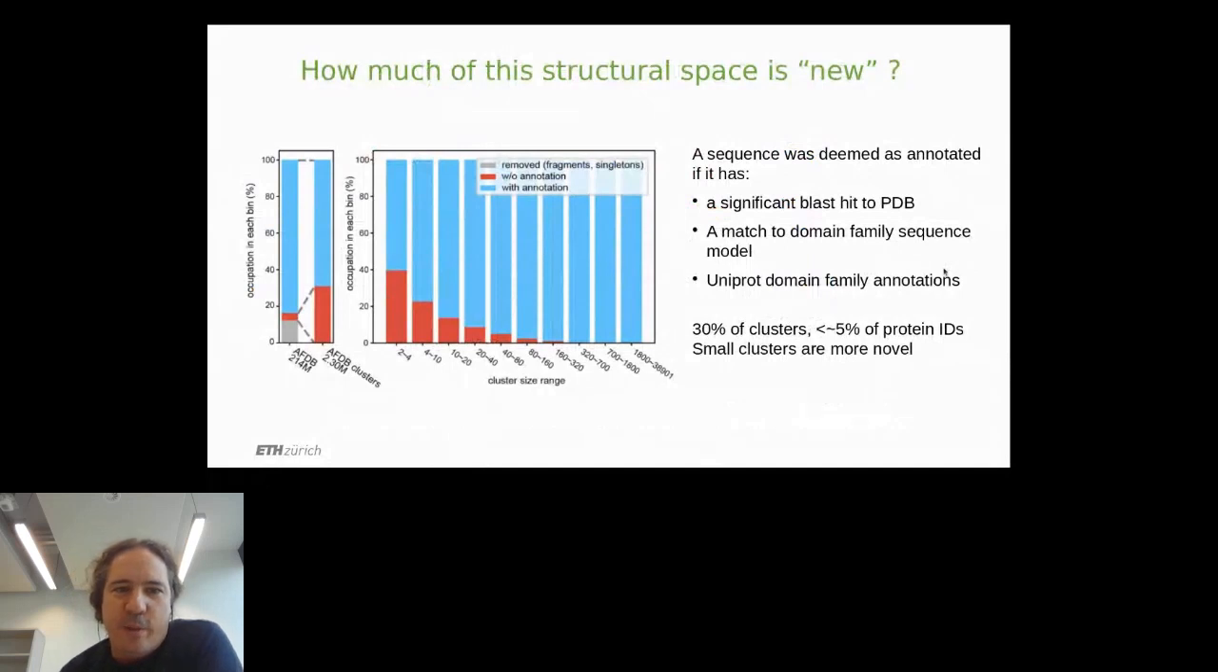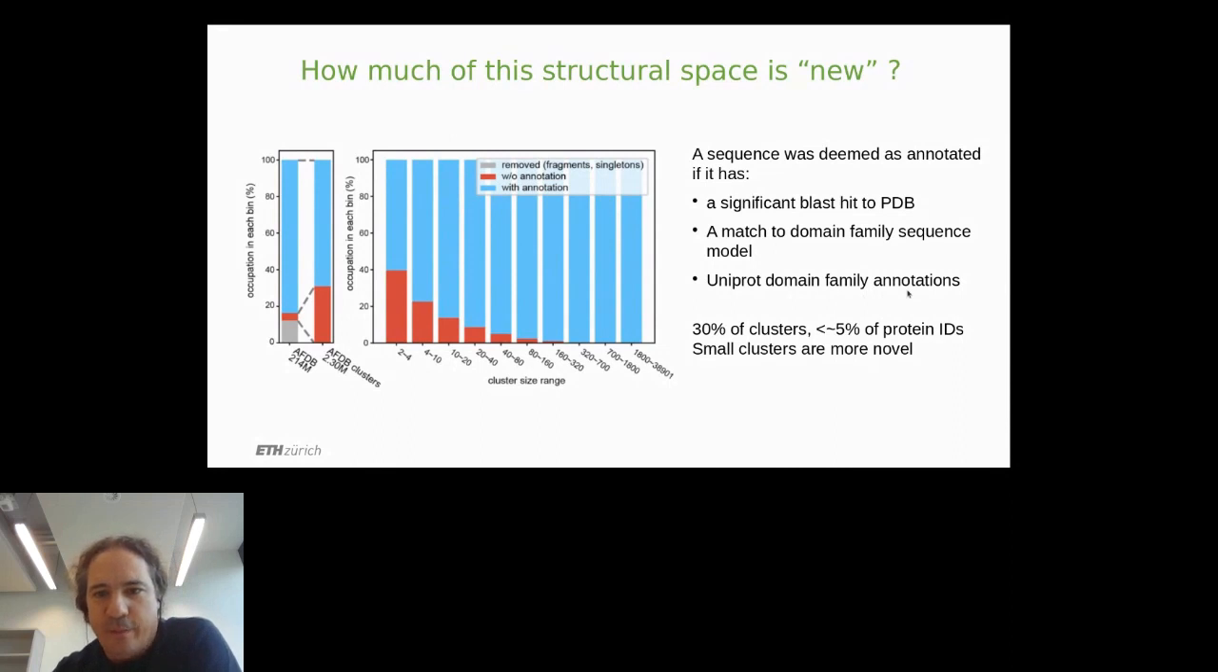So one of the questions is how much of this structural space is new, because that's of course a question that people would ask: how much of these represent new folds or new families that were never seen before. In order to do that, we compare this against the PDB. We compare this against known domain family sequence models, such as those stored in InterPro. And we looked at any domain and family annotations for any member within the cluster.